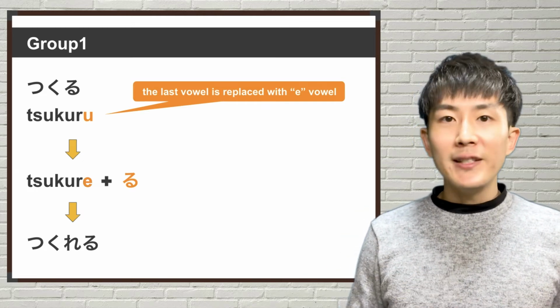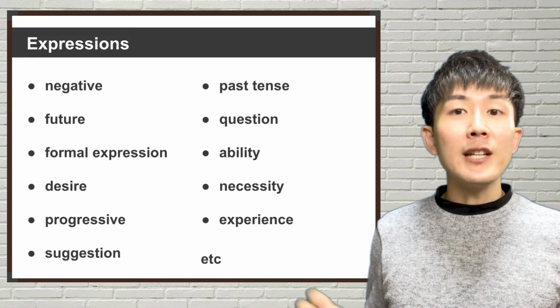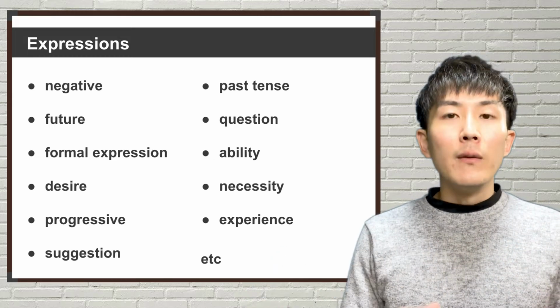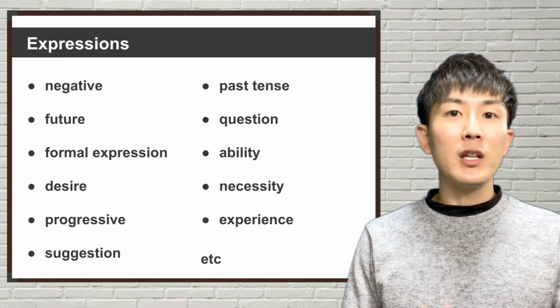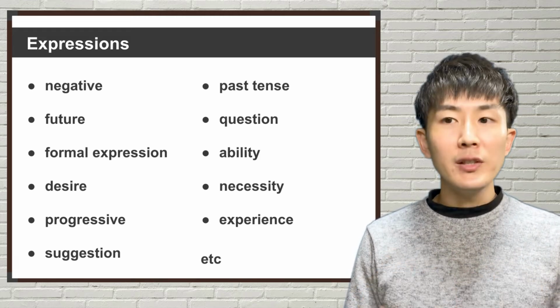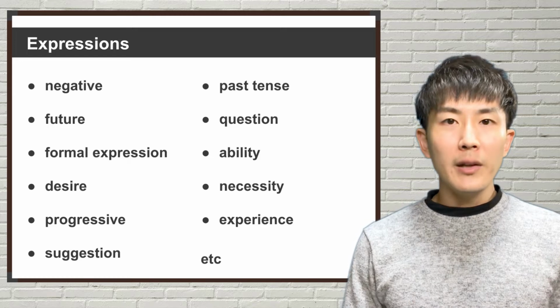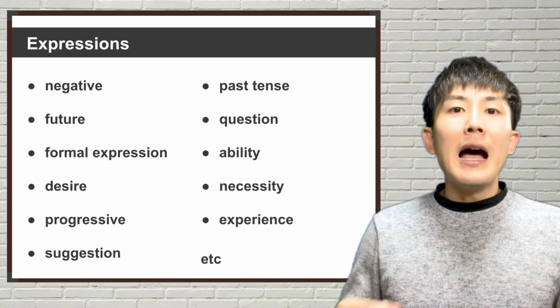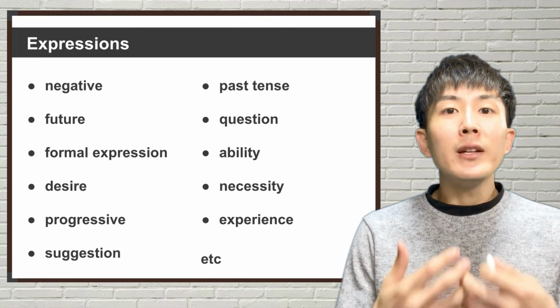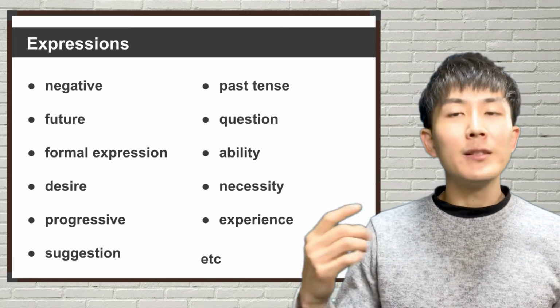You can express these kinds of things based on the conjugation system, but which vowel you need to use and what you need to attach to the verb are different depending on the expression. I'm not going to talk about how to express these kinds of things in this video because I would like to tell you only the basic rule of the conjugation system in this video.